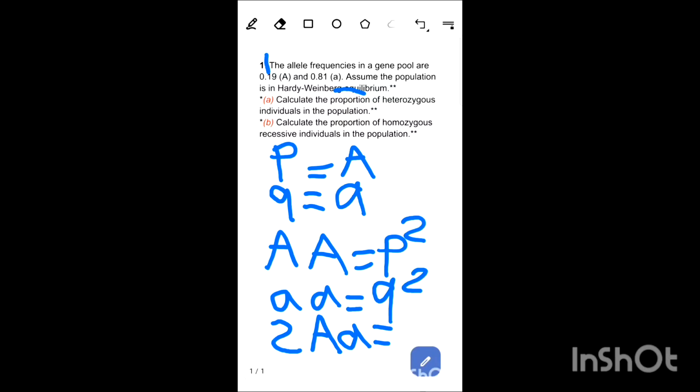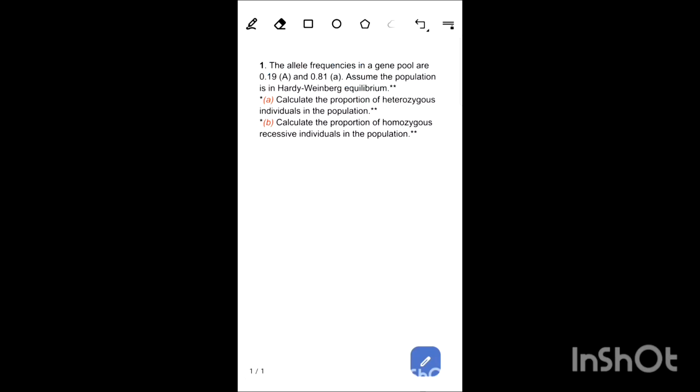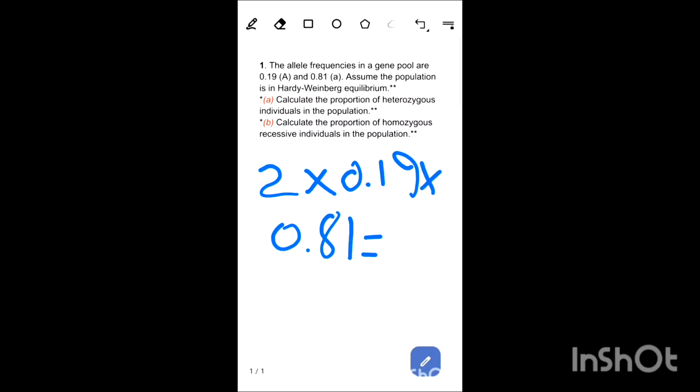They give you p here and q here. So if you want to do it, just 2 times 0.19 times 0.81. Calculate it, and then you'll have 0.31 on the calculator. It's relatively like this, it's 0.31.